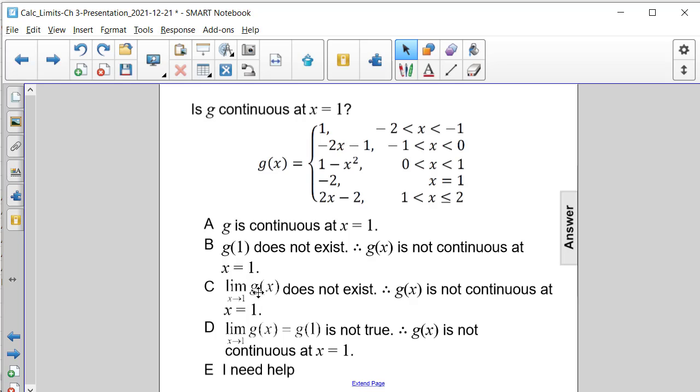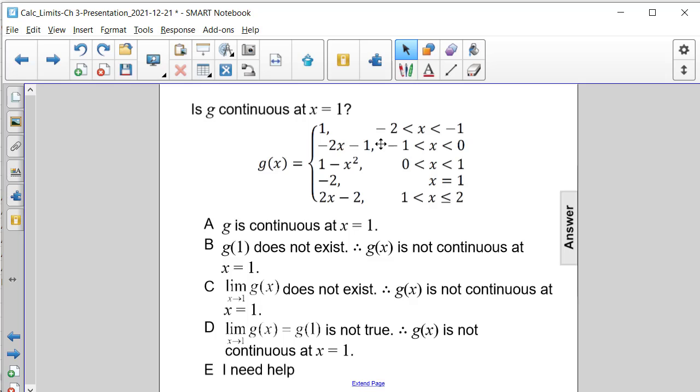The next one would be the limit of g of x as x approaches 1 does not exist. So the question is, does this limit exist? If it does, then it could be continuous. If it does not, then that could be the answer here for the reason that it's not. Or does the limit of g of x as x approaches 1 equal g of 1? If that is not true, then answer choice D will be the correct answer. If this is true, and the other two are also true, then it would be considered continuous.